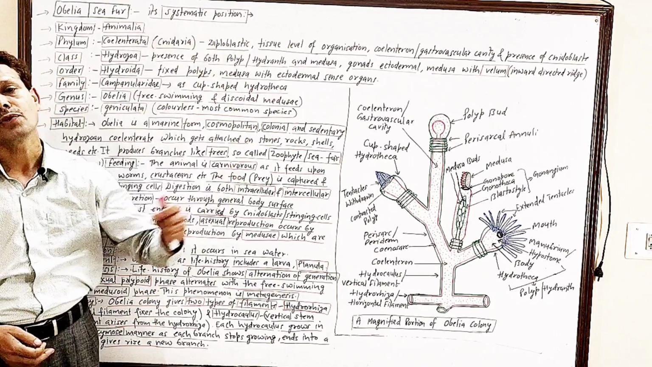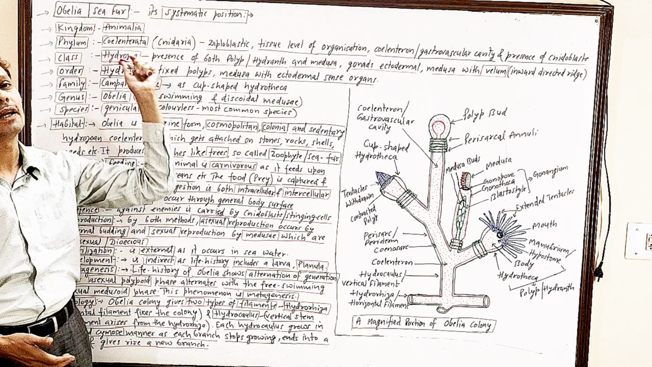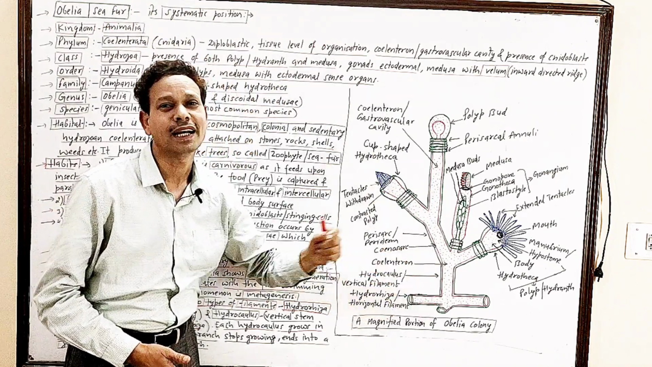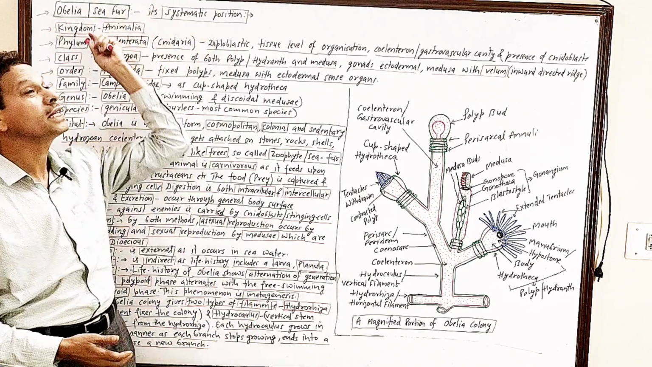Dear students, today we will start a new chapter, Obelia. It is commonly named sea fir as it grows and gives branches like a tree. So it is named sea fir.